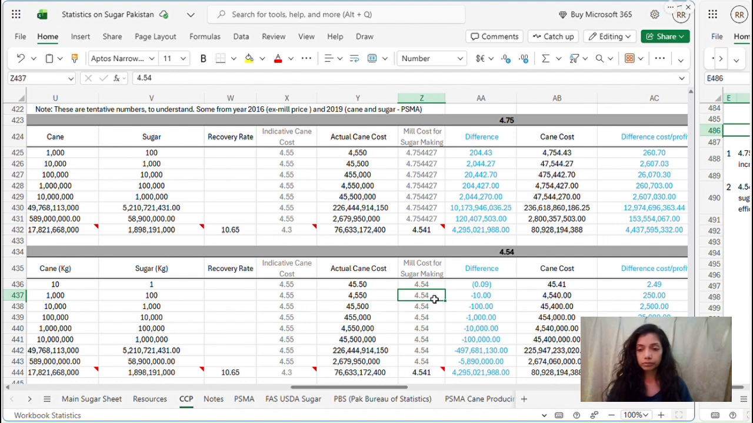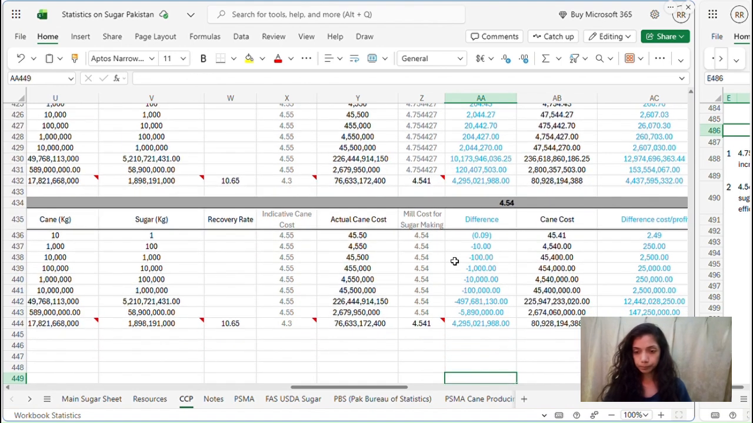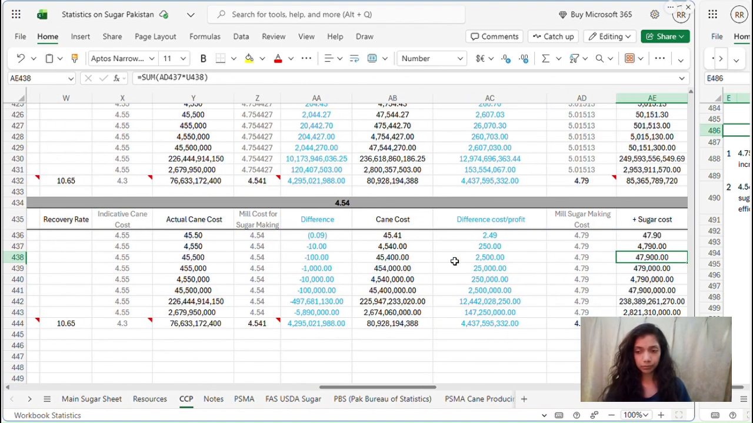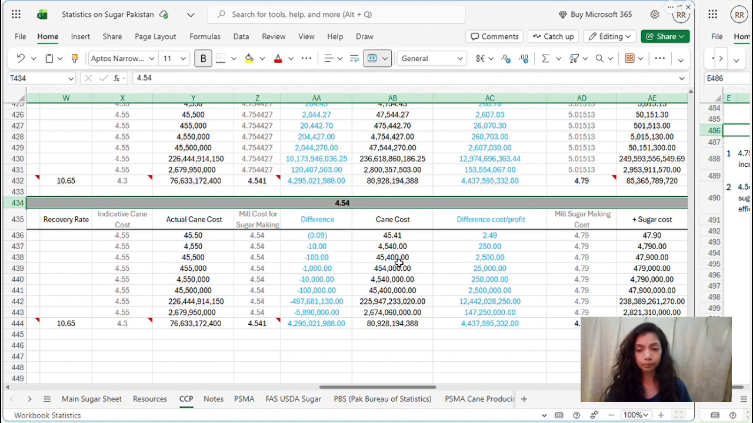So, and this number, this 4.75 represents that. Moving forward, here now another number is 4.54.